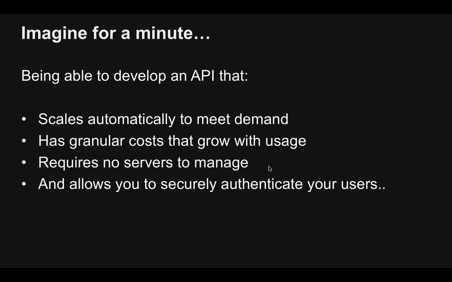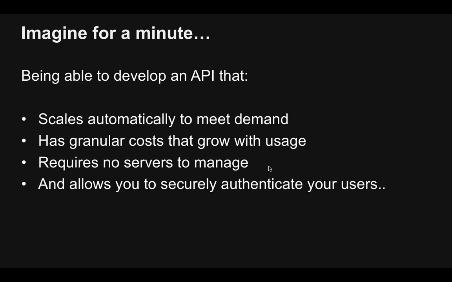So imagine for a minute being able to develop your API for your mobile or web app that scales automatically to meet your actual demand. You can start small and then automatically scale when your app goes from 80 to 8 on the App Store. Imagine developing on a platform that has a granular cost structure, so you only have to pay for what you use. So you can experiment and try out ideas quickly in your development phase.